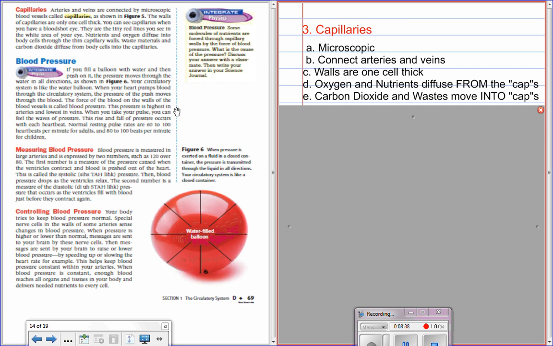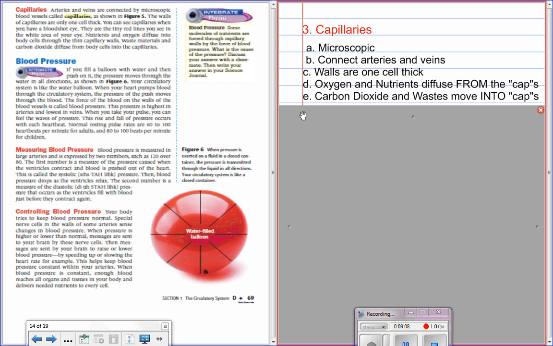When you take your pulse, you can feel the waves of pressure. This rise and fall of pressure occurs with each heartbeat. Normal resting heart rates are 60 to 100 heartbeats per minute for adults and 80 to 100 for children. Why do you think children's heart rate is faster than an adult's? Think about that. You can answer that question tomorrow. So, two questions so far.